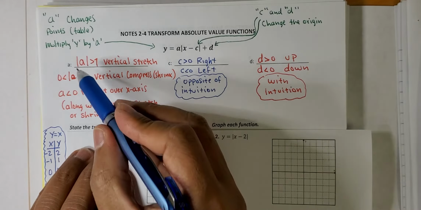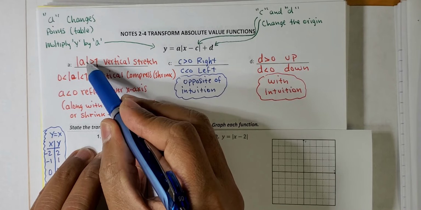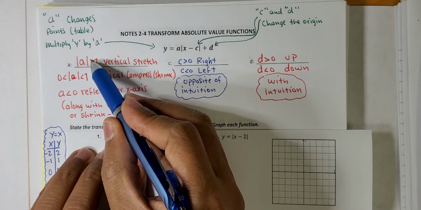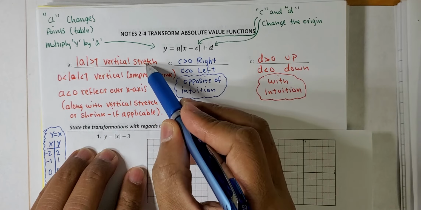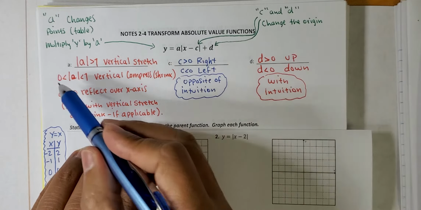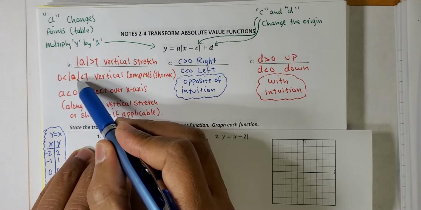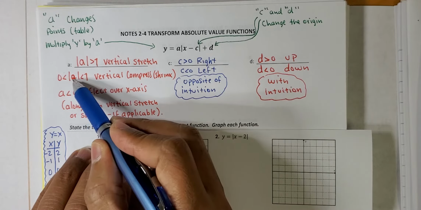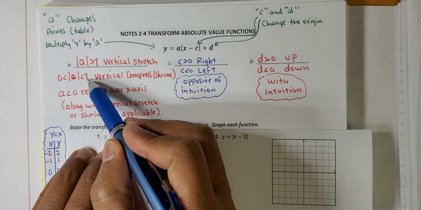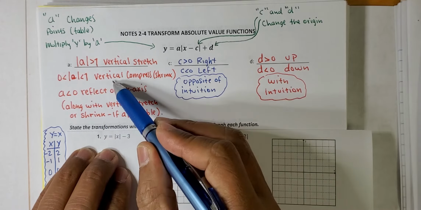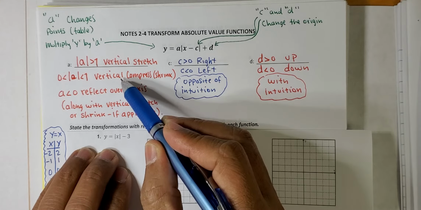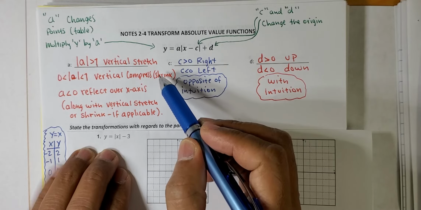And also, if the absolute value of A is greater than 1, you have a vertical stretch, okay? But if the absolute value of A is less than 1, which is what I'm saying here, between the values of 1 and 0, so that's less than 1, you have a compression. So we call that a vertical compression or shrink, okay?